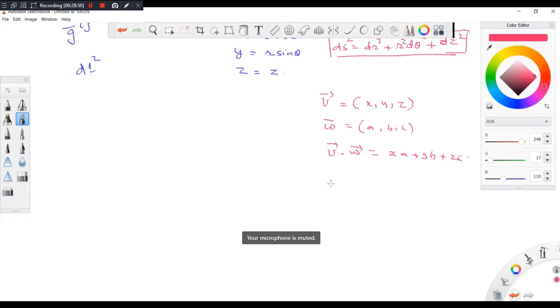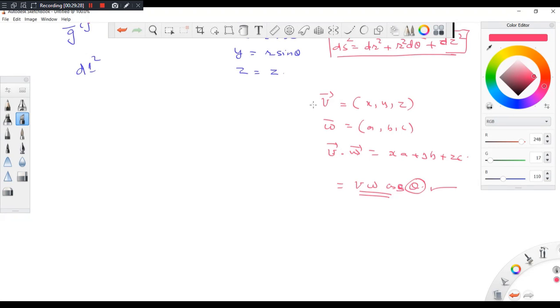And how is the dot product defined? You take the modulus of this and the modulus of this, and then cos of the angle between them. Once you know the formula V dot W, you can find the angle theta between them. So cos theta you can find by dividing by the moduli, and you find the angle between the vectors. But when the space is a curved space, you cannot directly apply this.